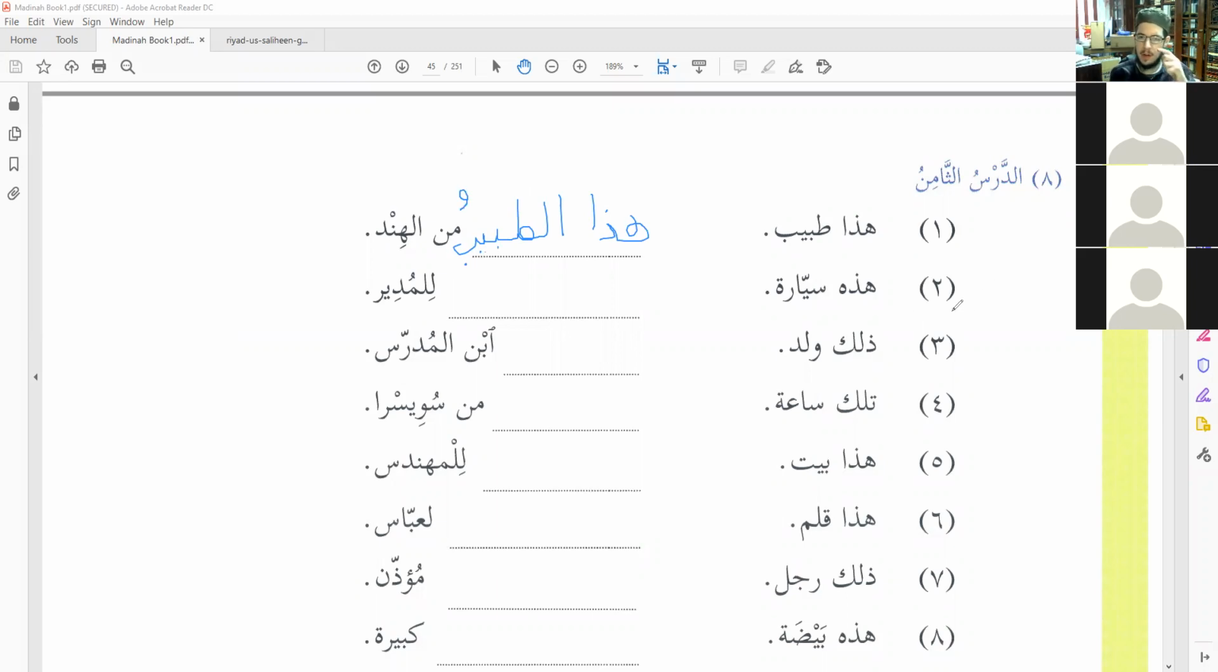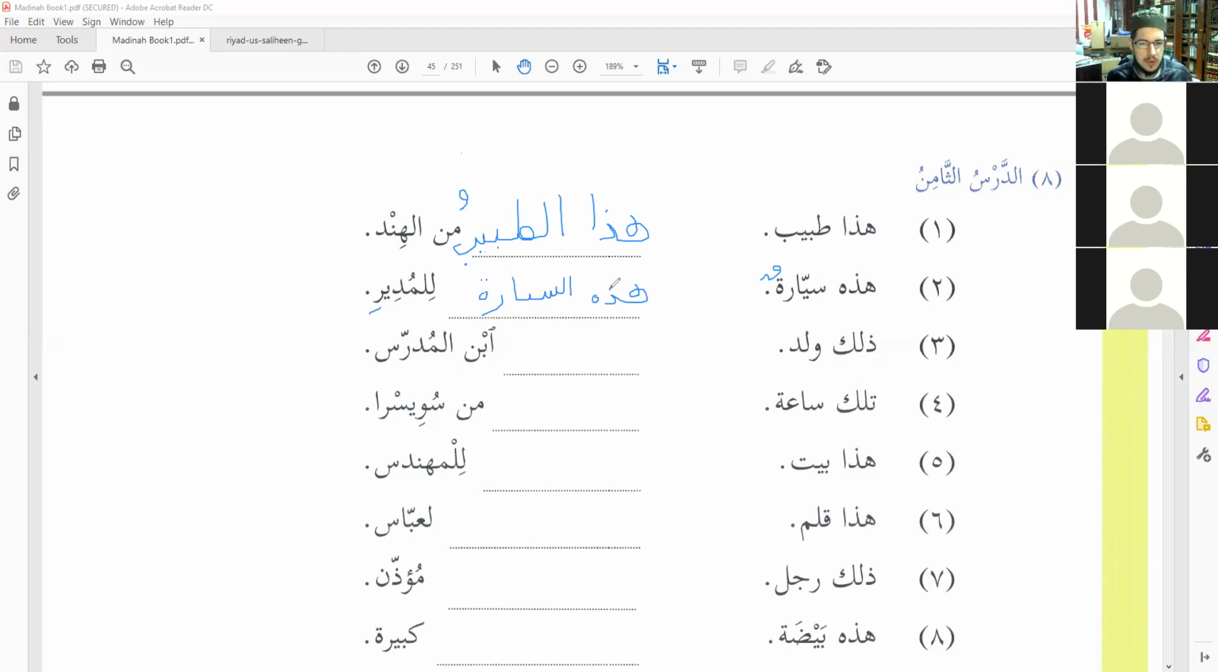Okay, Brother Muhsin, could you do the following one? Sure. Hadhihi sayyaratun. Hadhihi sayyaratun lil mudiriin, or lil mudiri, sorry. Good job. Translate that for us. This is a car. This car belongs to the principal. Yes, the principal. Very good. Excellent. It's tricky to recognize. Okay, so what Brother Muhsin said there wasn't just a slip of the tongue. There's something going on here that makes this difficult. We'll talk about it in just a second.